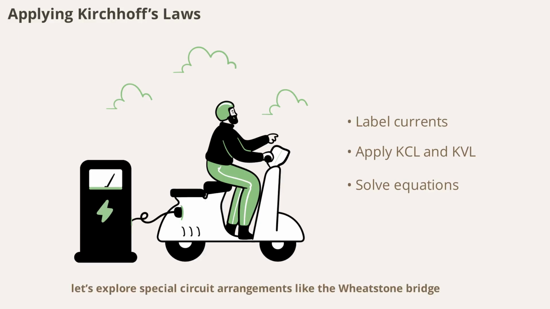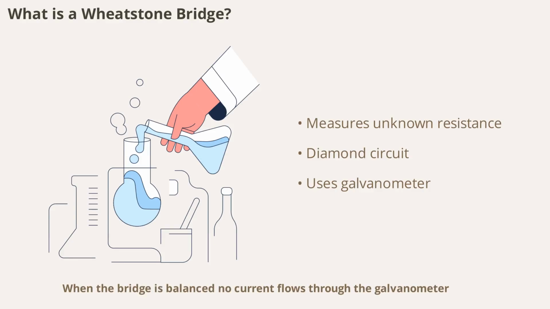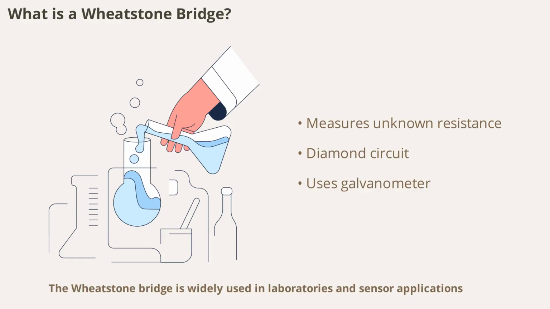Now, let's explore special circuit arrangements like the Wheatstone bridge. The Wheatstone bridge is a special circuit used to measure unknown resistances accurately. It consists of 4 resistors arranged in a diamond shape, with a galvanometer connected between 2 opposite points. When the bridge is balanced, no current flows through the galvanometer, and the ratio of resistances can be used to find the unknown value. The Wheatstone bridge is widely used in laboratories and sensor applications.